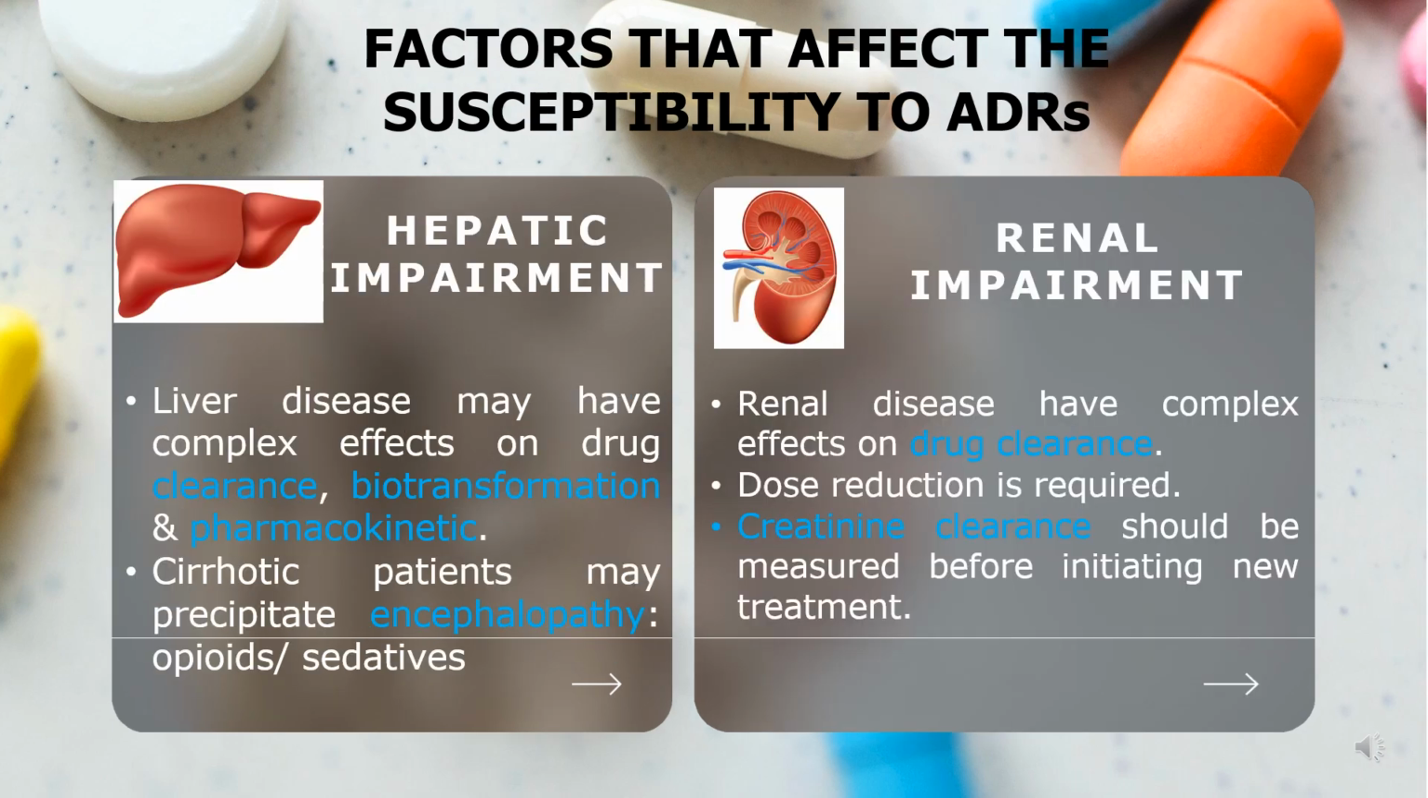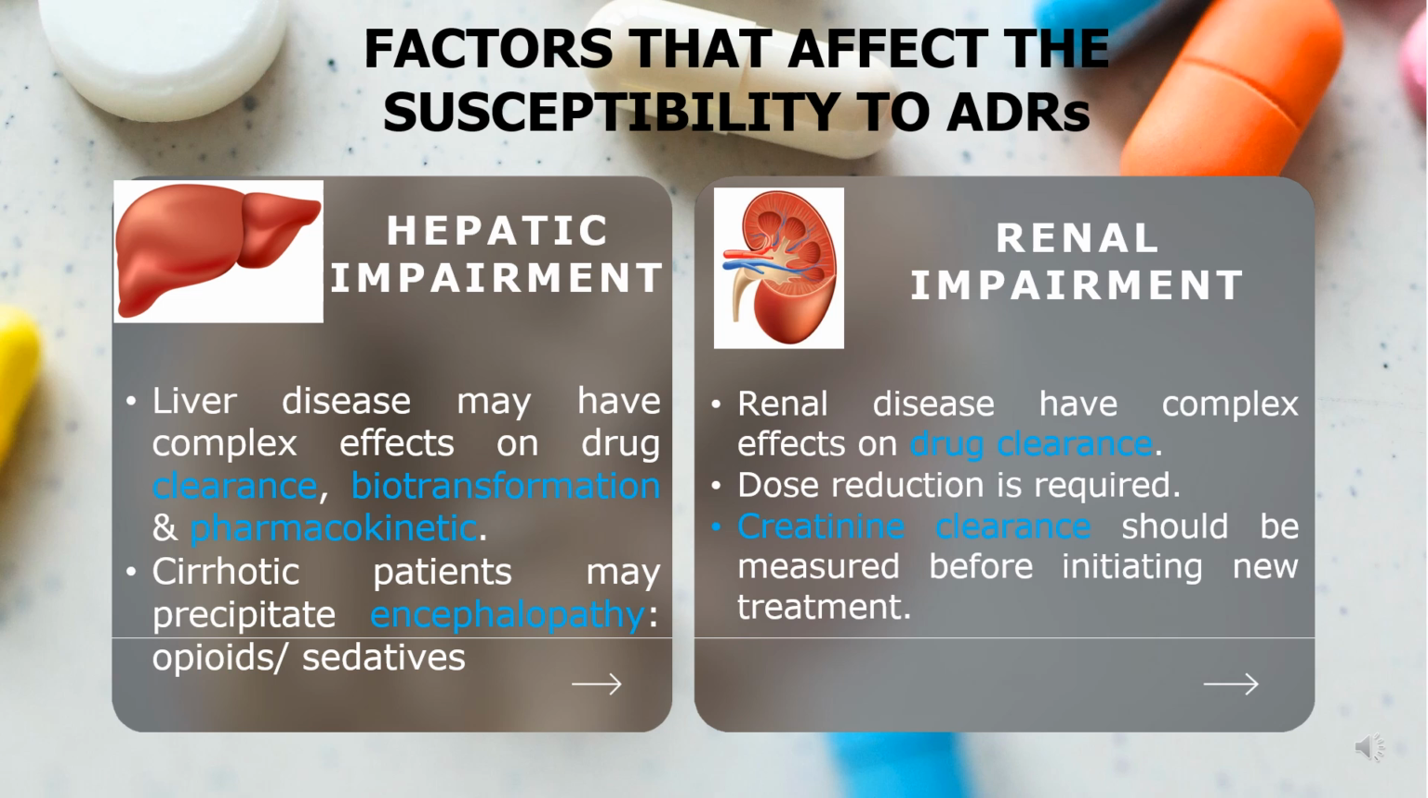Patients with hepatic impairment, such as liver disease, may have complex effects on drug clearance, drug biotransformation, and also the pharmacokinetics of the drug. Cirrhotic patients may precipitate encephalopathy in the case of opioids and sedative effects.